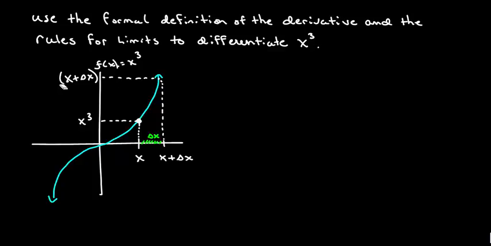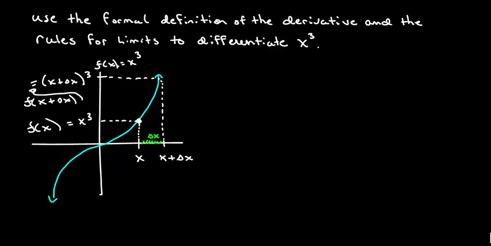Oh, I ran out of room. Let's pull this back just a little bit. x plus delta x cubed. That's this height right here. Now this is f at x. This guy is f at x plus delta x, which is equal to that guy.